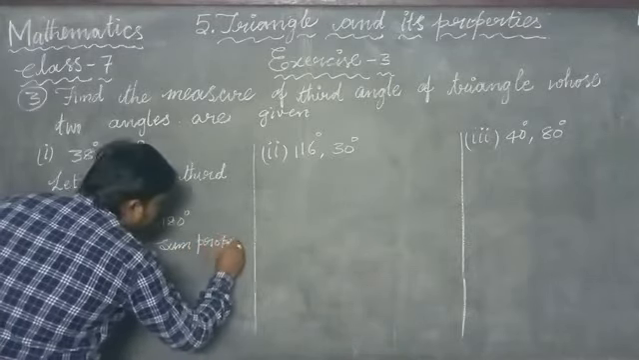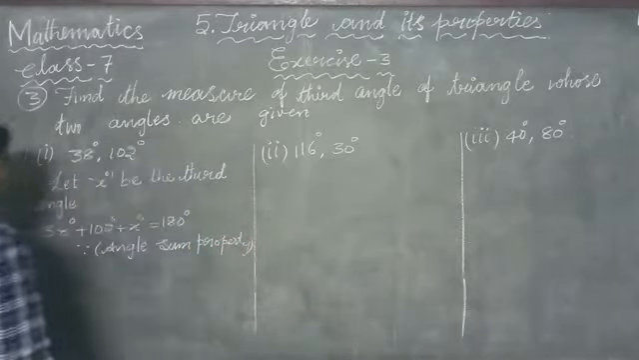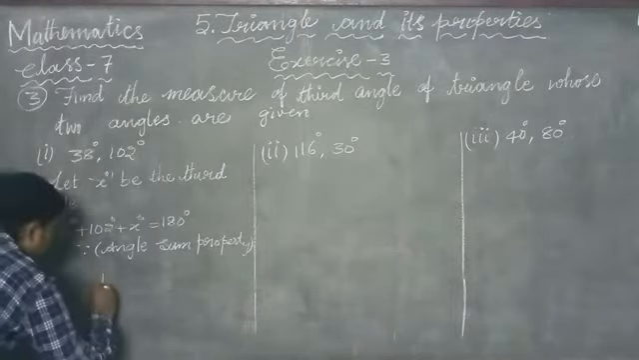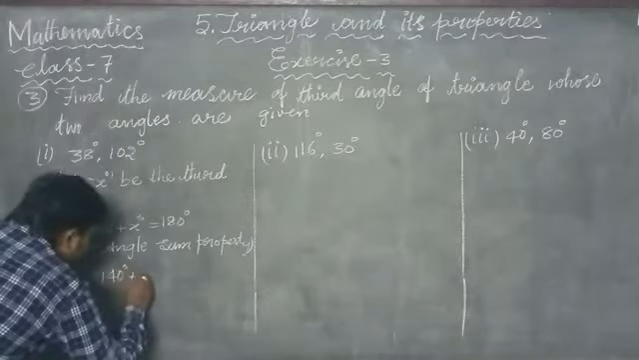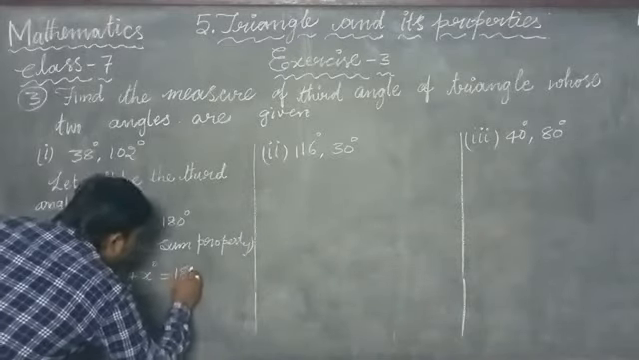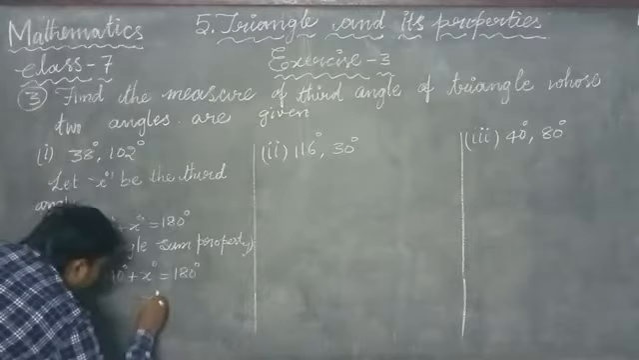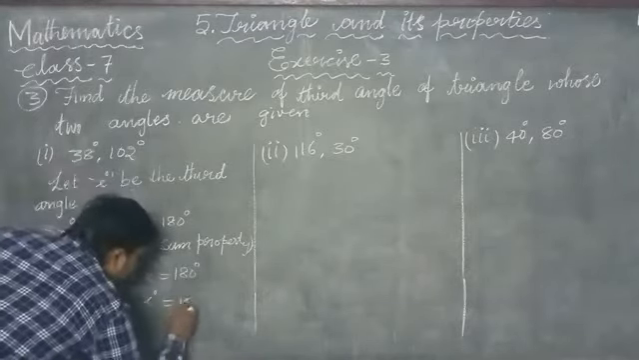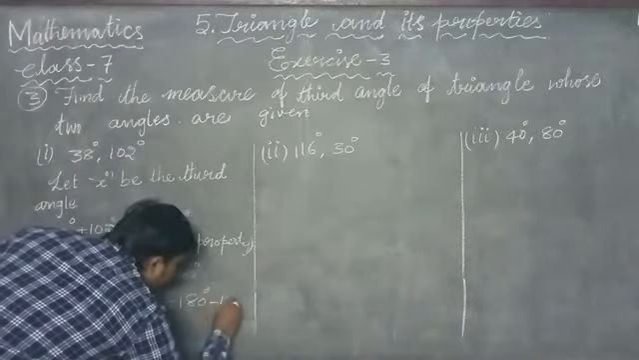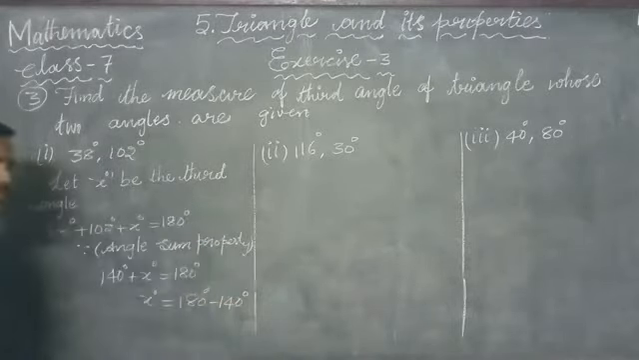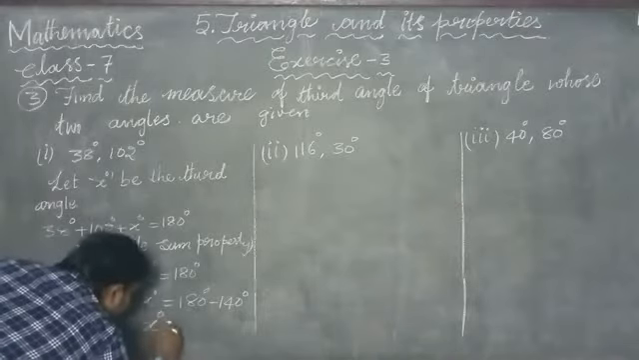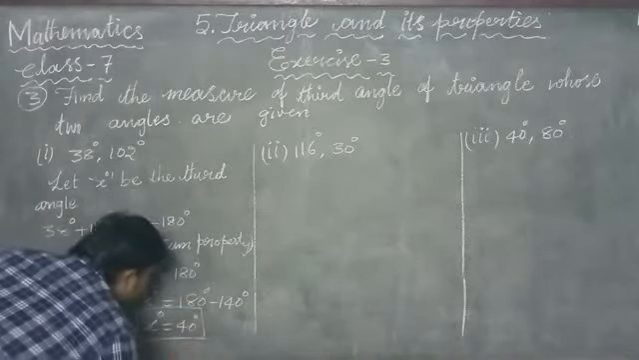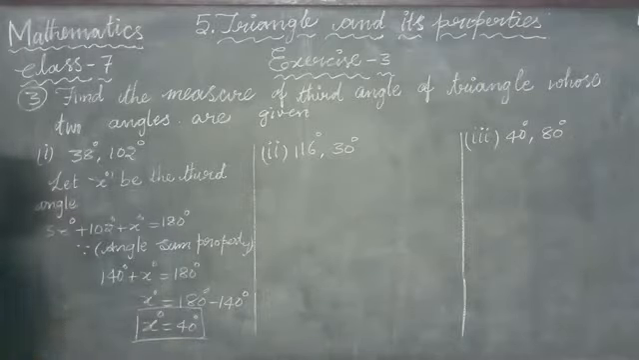Angle sum property of a triangle. Okay, here 38 degrees plus 102 degrees means 140 degrees, plus x degrees equals 180 degrees. Then x degrees equals, if you transpose 140 to the right hand side, it becomes minus 140 degrees. Then x degrees equals 40 degrees. This is the third angle of the given triangle.